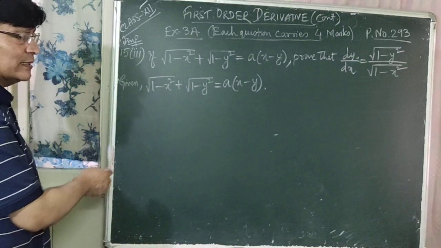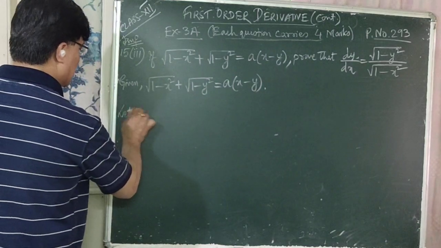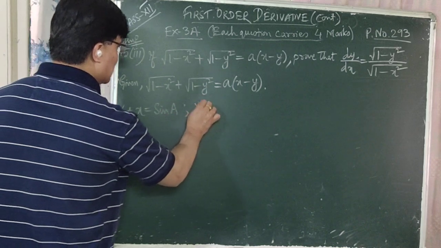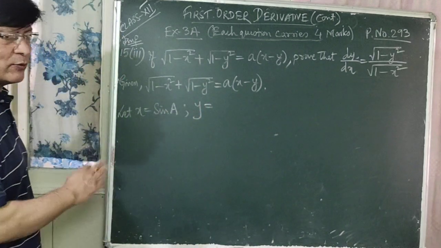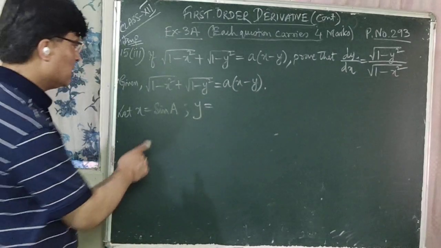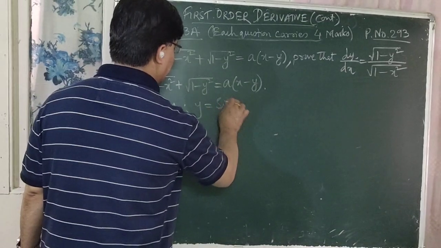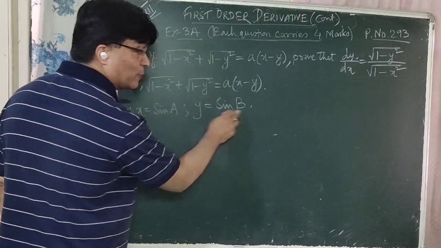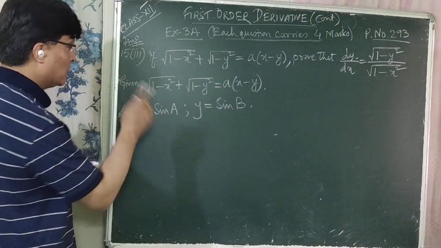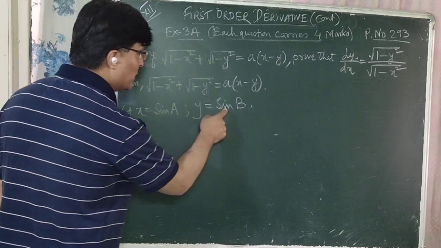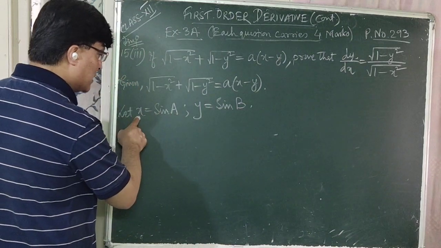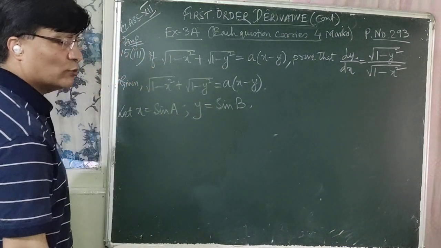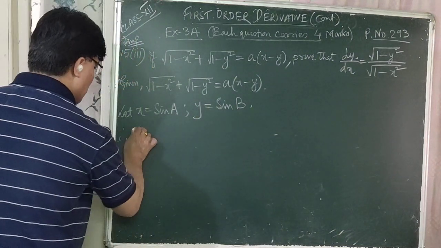Let us put sine. So let x is equal to, let us put here, sine A, and since y is the other variable, x and y are the two different variables, let us assume y is equal to sine B. If we assume x is equal to sine A, don't assume y is equal to cos B. Same trigonometric function should be there. If x is equal to cos A, then y should be cos B. But in this case we are putting x is equal to sine A, so y is equal to sine B should be there. Okay?